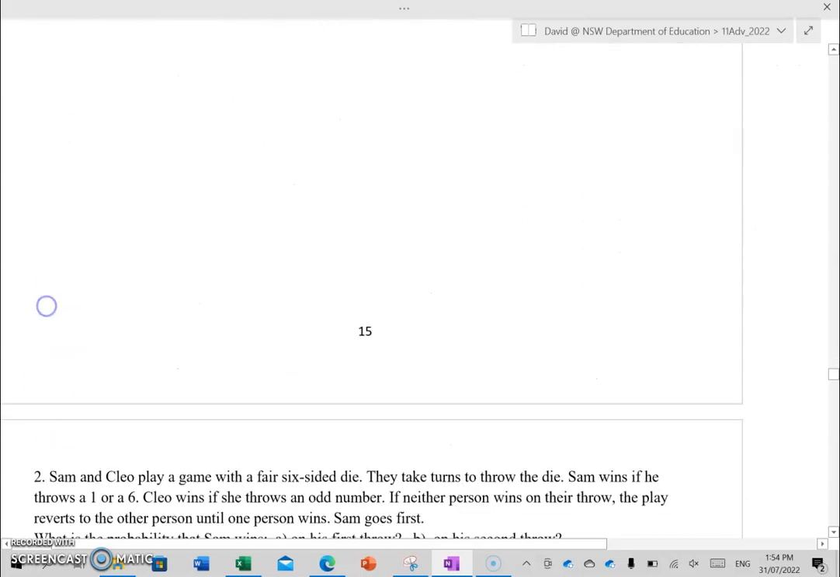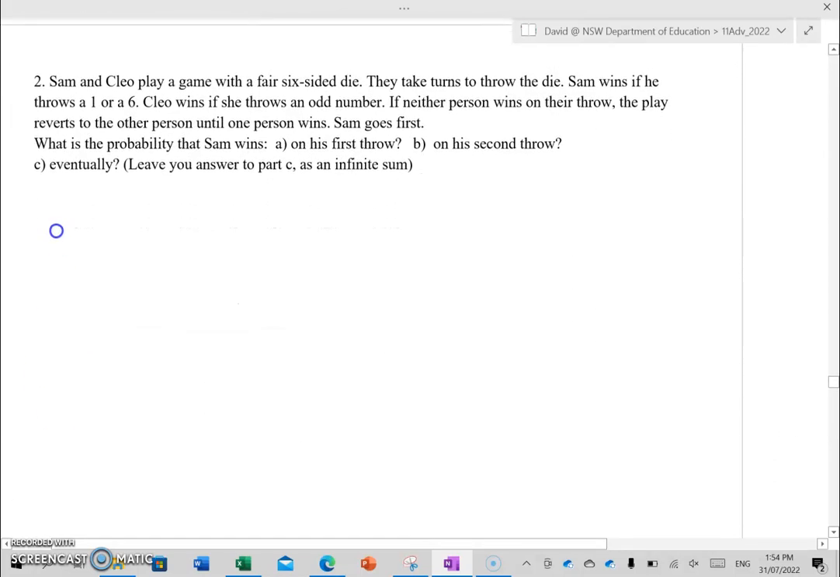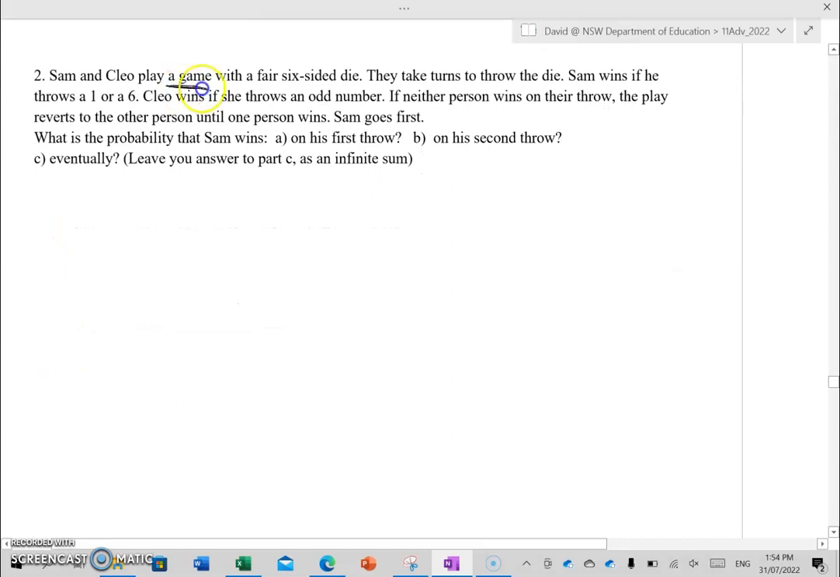This one's another interesting one on page 16 here. We've got a game that 2 people are playing, and they take turns. So Sam wins if there's a 1 or a 6 on his turn, and Cleo wins if she throws an odd on her turn. So odd being 1, 3, 5. If neither person wins on their throw, the play reverts to the other person until one person wins, and Sam goes first. So this is what happens.